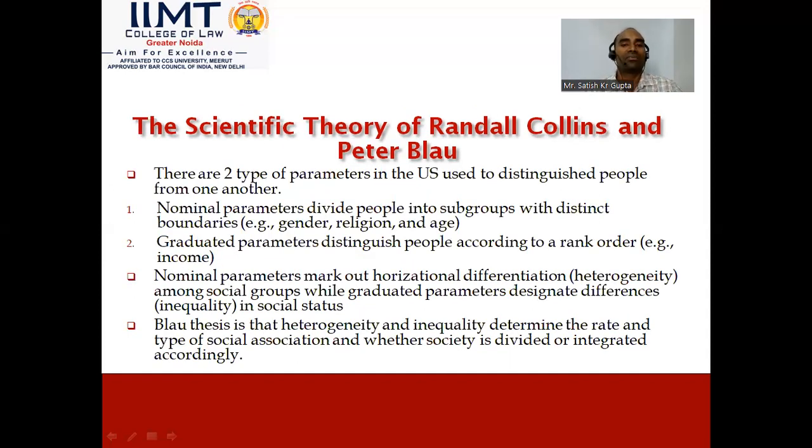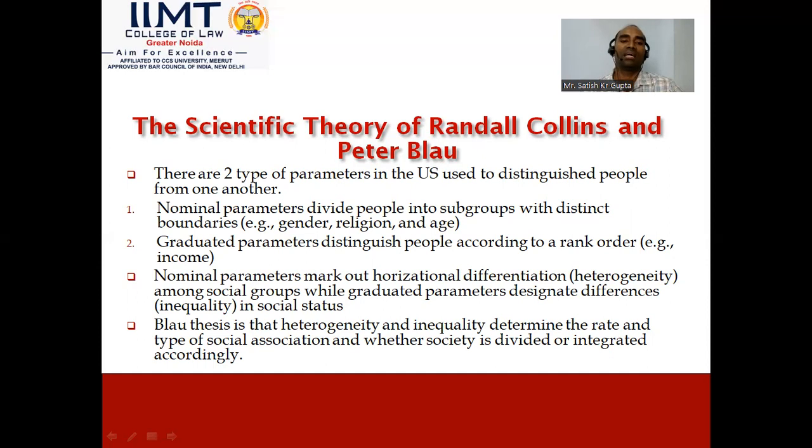So further we can see the work of Randall Collins and Peter Blau. There are two types of parameters used to distinguish people from one another. The first one is a nominal parameter, which divides people into subgroups with distinct boundaries. Examples: gender, religion, and age.